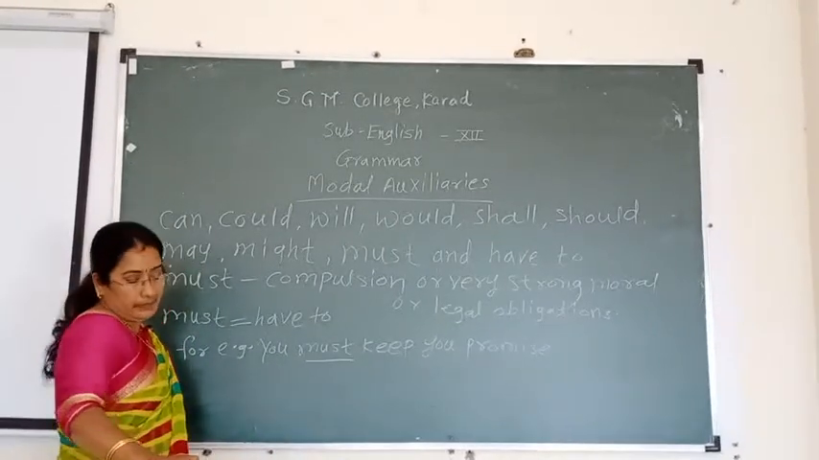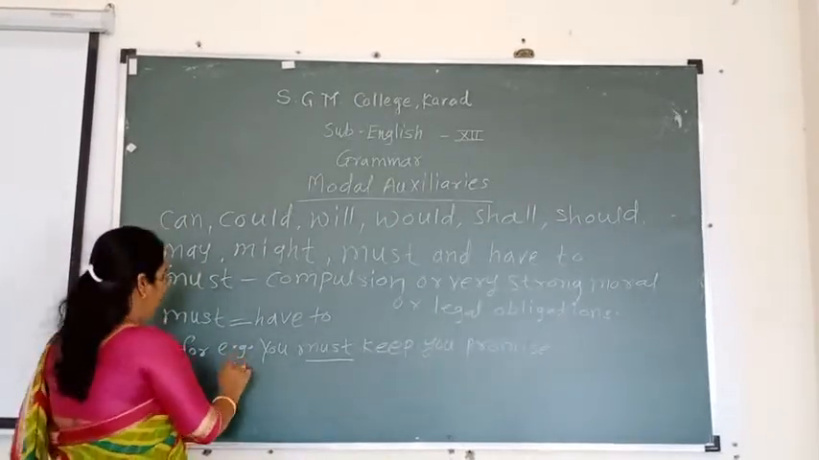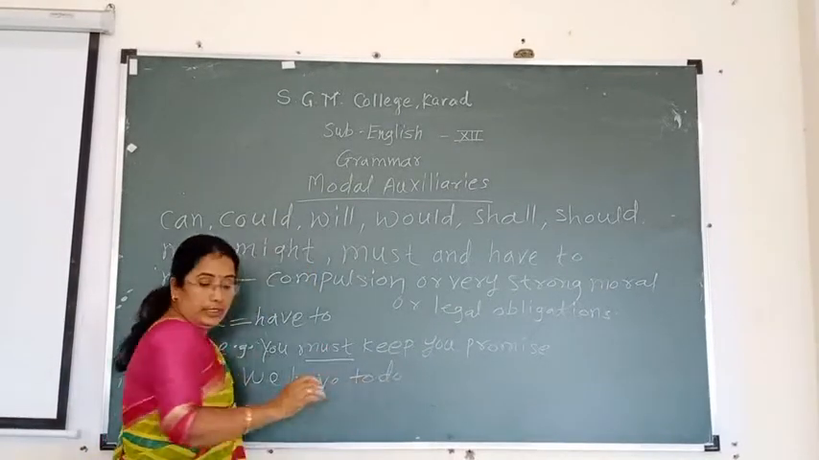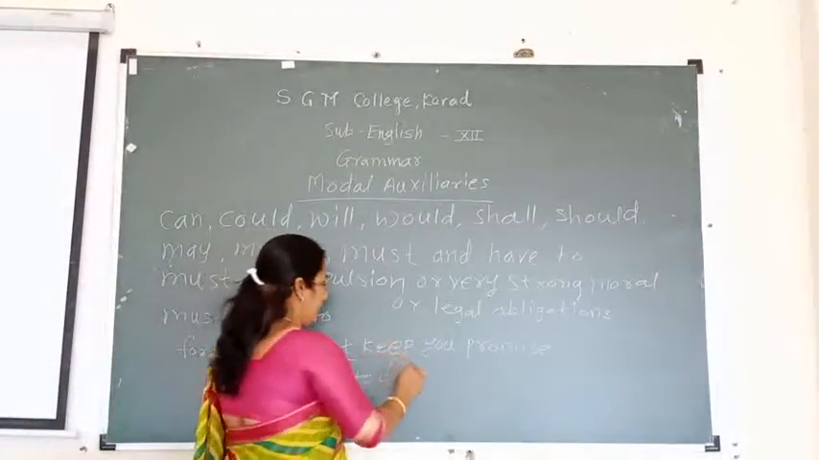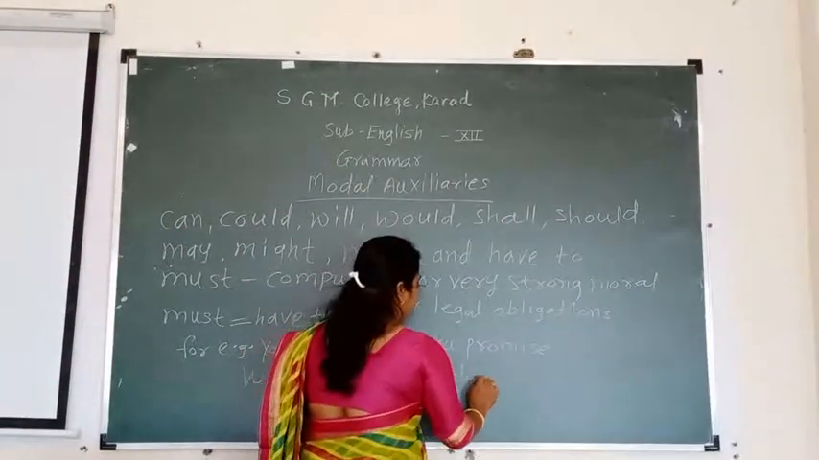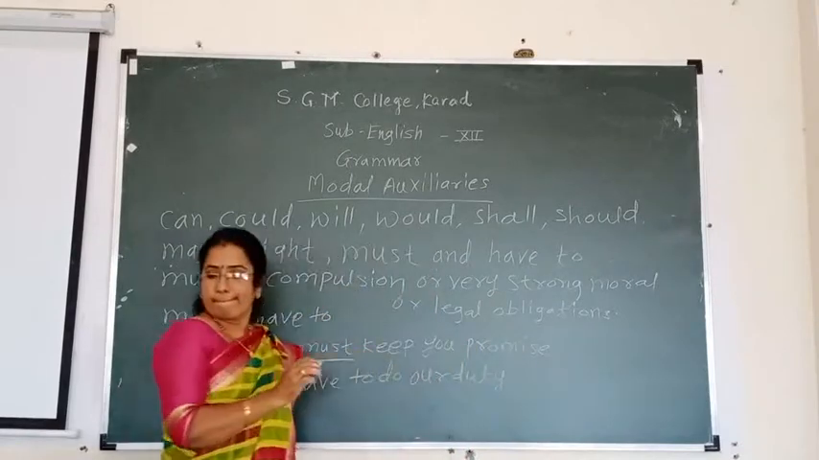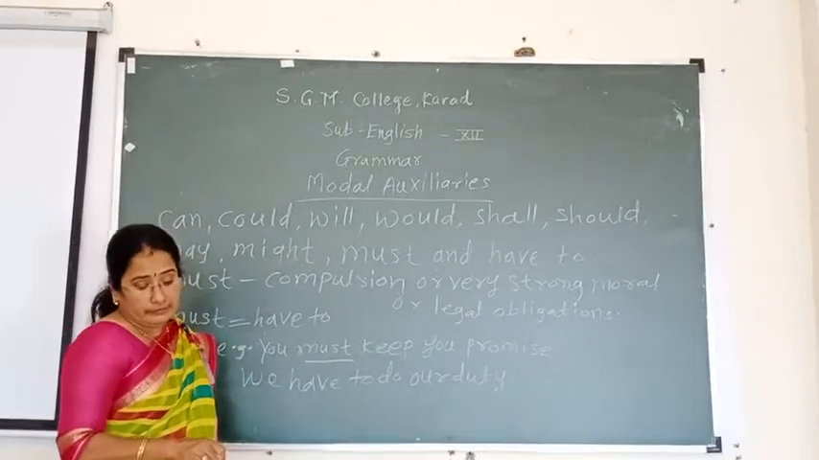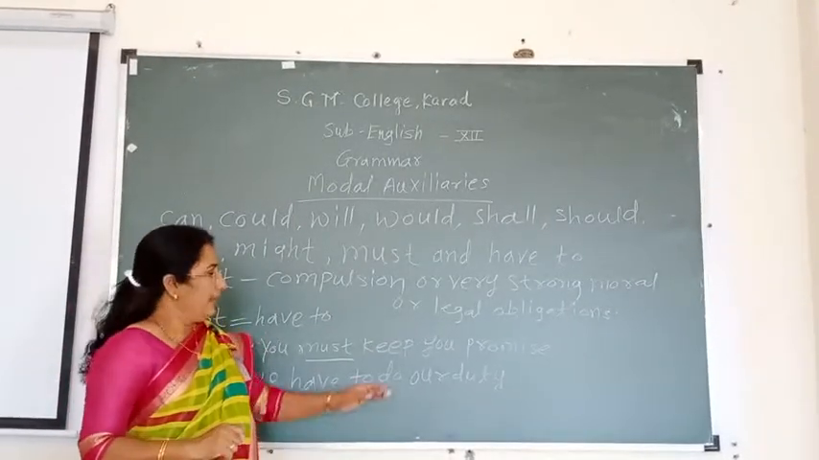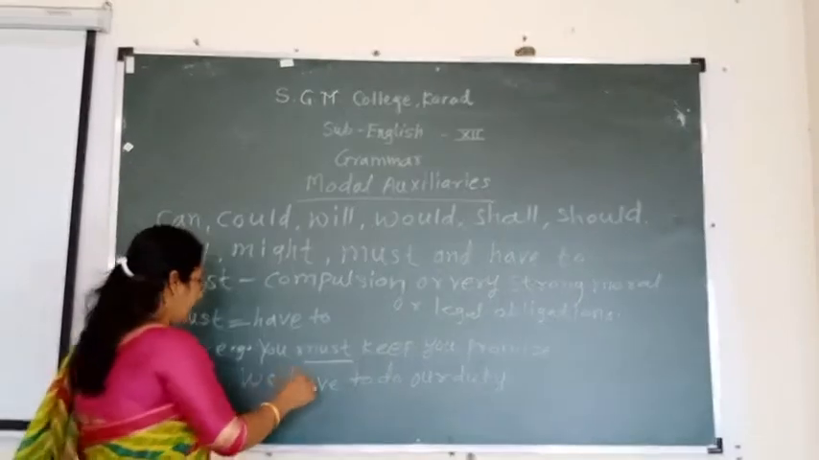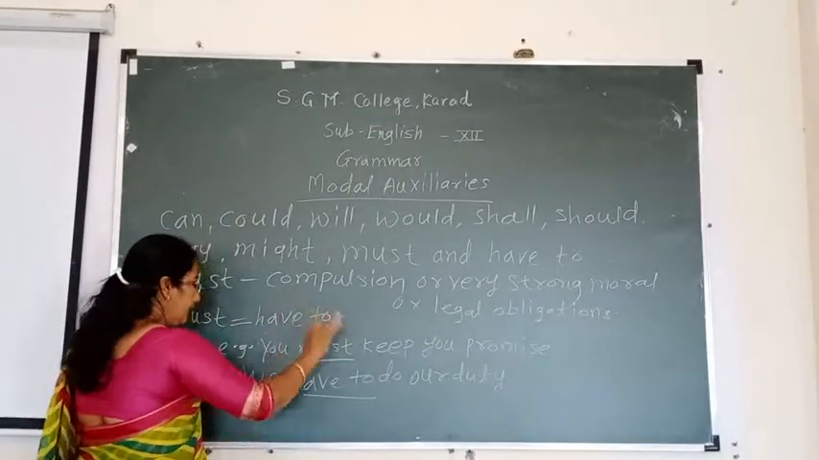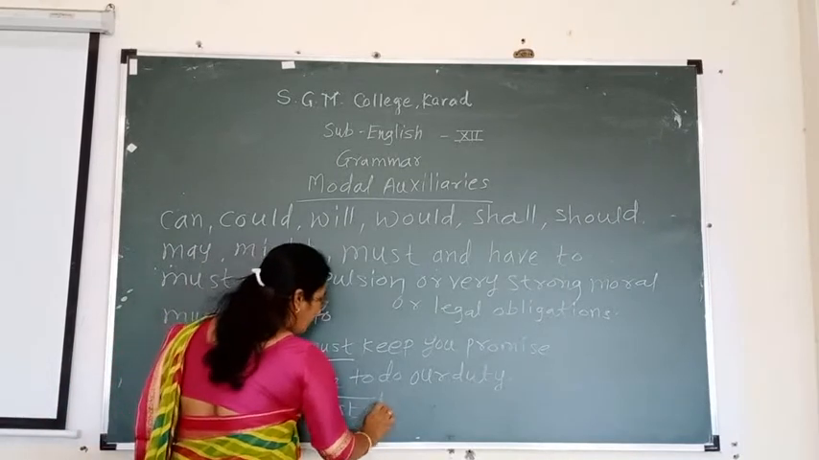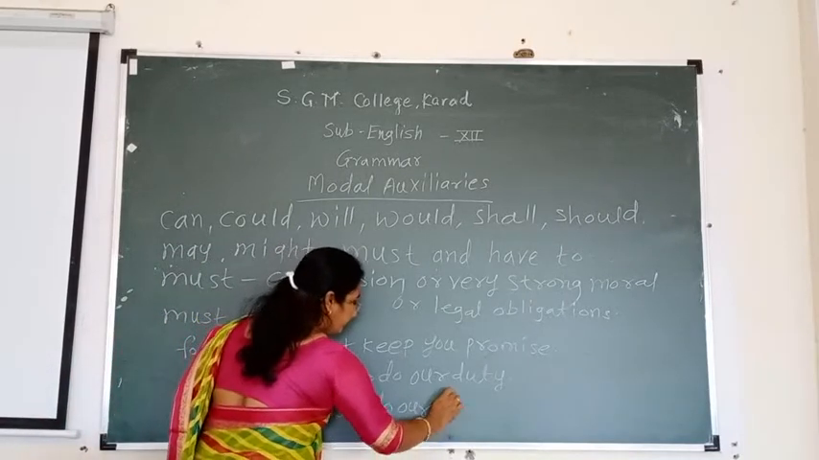Next example, we have to do our duty. Instructions: use the modal auxiliary expressing obligations. At that time, you should replace have to with must. We must do our duty.